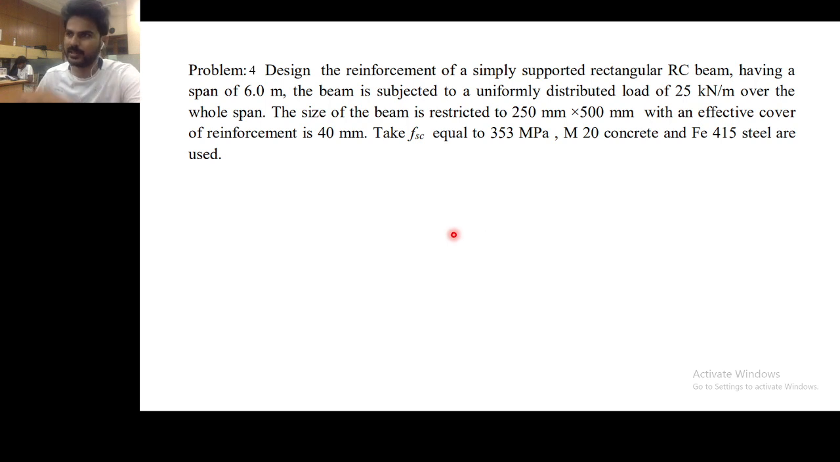Okay, so we will see problem number 4 and then we will close today's session. So this is the last problem. Try to solve it by yourself and then we will see the answer.